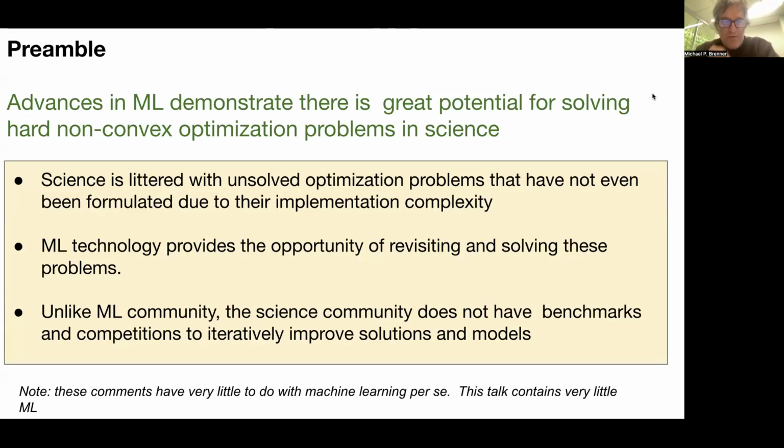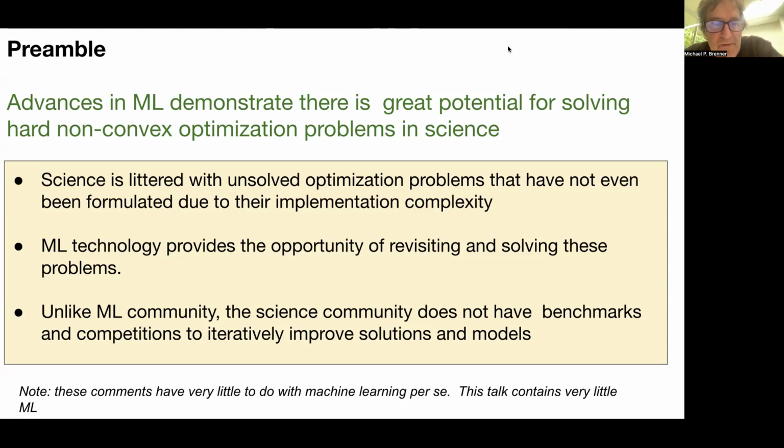As you all know, there's a lot of interest in using machine learning for science, and what is the right way to do this? What I would claim is that the machine learning models of the day all solve hard non-convex optimization problems using methodologies that I think we were scared to use on scientific problems. Science is littered with such problems. We got interested in the idea that the technology behind machine learning, which I will differentiate from machine learning, really provides an opportunity of revisiting and solving such problems.